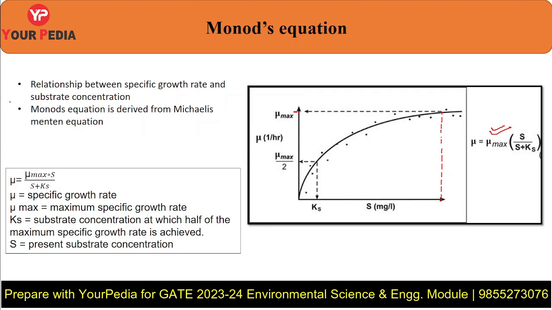So let's see what all these parameters and variables signify. Umax is the maximum specific growth rate. Mu is the specific growth rate at any particular time. Ks is the substrate concentration at which half of the maximum specific growth rate is achieved. And S is the present substrate concentration at which we know the specific growth rate.